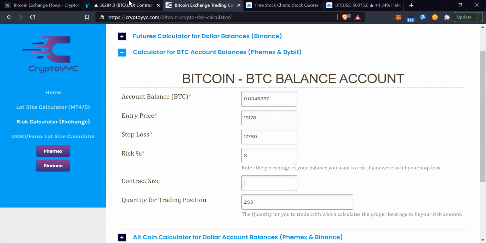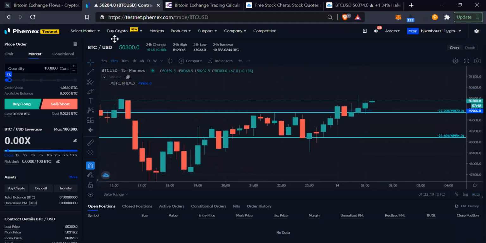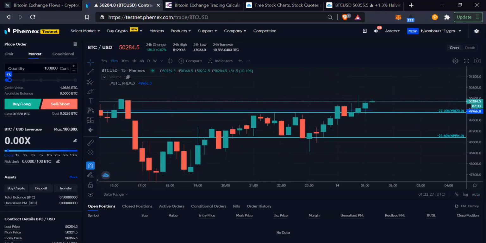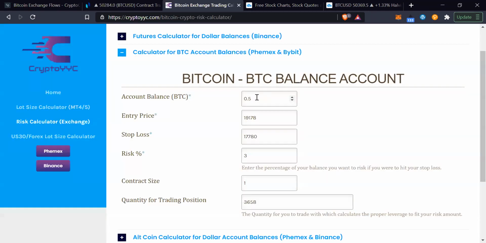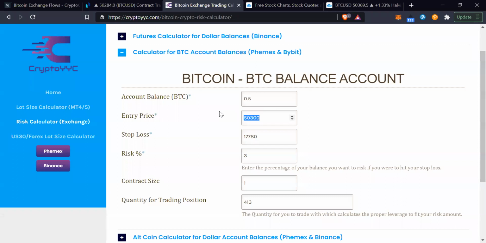Upon entering a position, you want to know what your entry price is, your stop loss, and how much you want to risk. So let's pretend that we like this entry here at 50,300. We're going to put in our account balance. We have 0.5 Bitcoin. We already know that, but we can also see what our available balance is right here. So we'll paste that first, 0.5. I'm going to put my entry price at 50,300. And let's say I see resistance at 49,800. I'm going to use that as my stop loss.